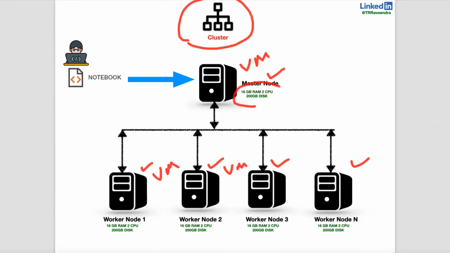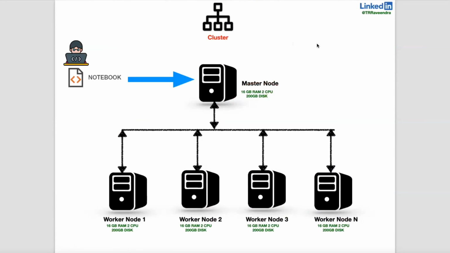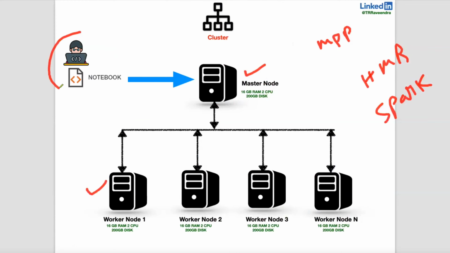And when you talk about master and slave architecture, it may be MPP, it may be Spark, it may be Hadoop MapReduce. You can choose anything, master and slave architecture. One master node will be there, and multiple worker nodes or slave nodes will be there. Whenever you submit any code or job or request, first the request goes and is submitted to the master node, then the master node distributes the work.